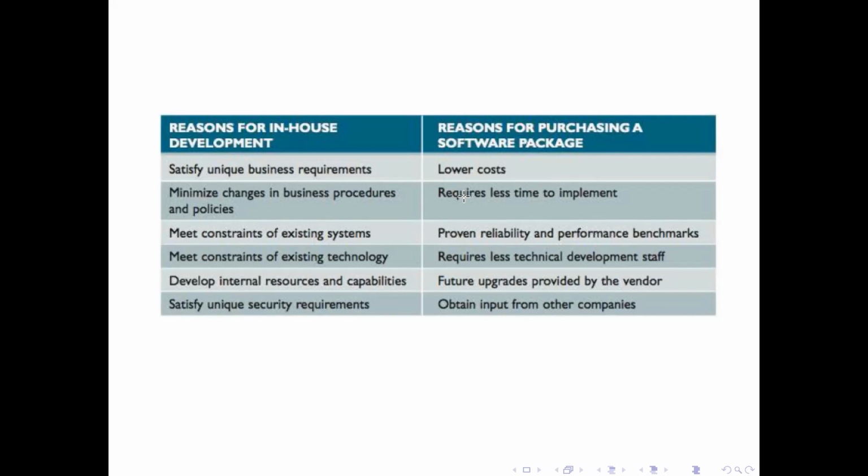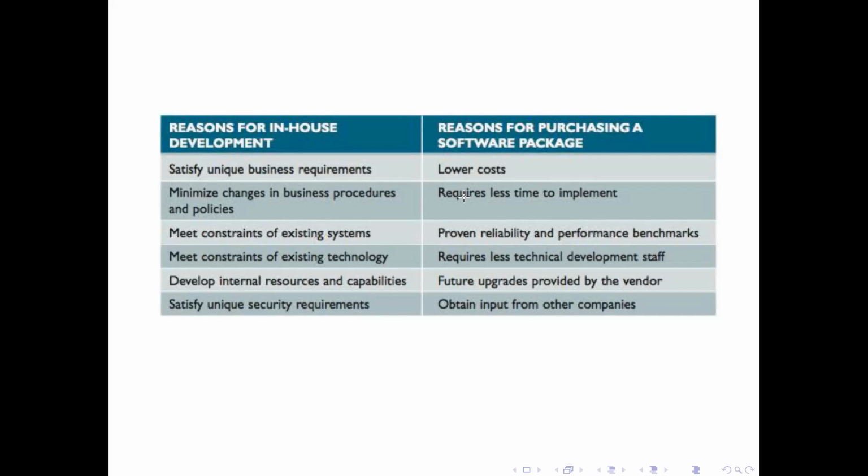Third one, meet constraint of existing system, because whatever the constraints can directly apply. And from the software package, we can say the reliability and performance benchmark is there. Then meets constraint of existing technological development. You can also meet the constraints. And then when you have a software package, it requires less technical development staff.